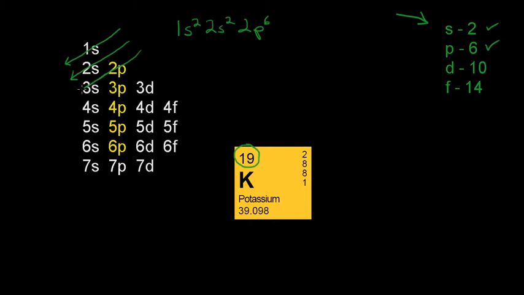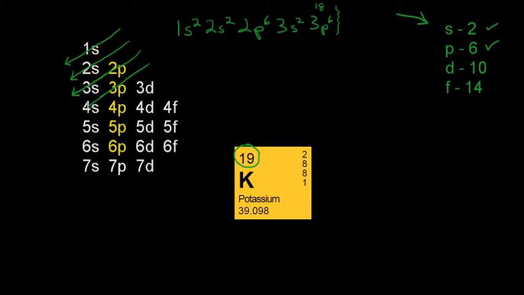We continue the diagonal line, and it's going to go through 3s with another 2. So right now we filled 2, 4, plus 6 is 10, and another 2 is 12 electrons. Our next diagonal takes us through 3p, and that's another 6, and that's going to bring us to 18 electrons. So we're only one more away.